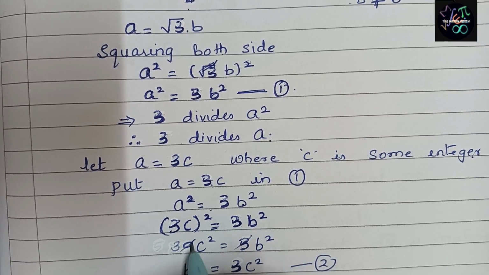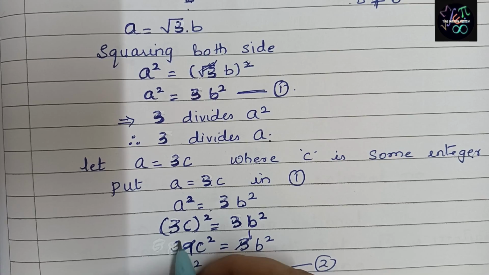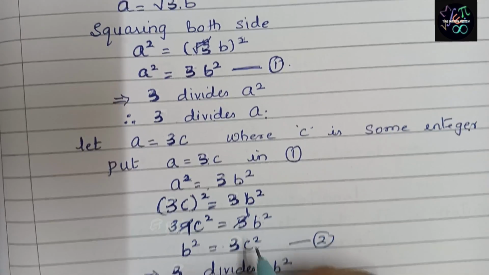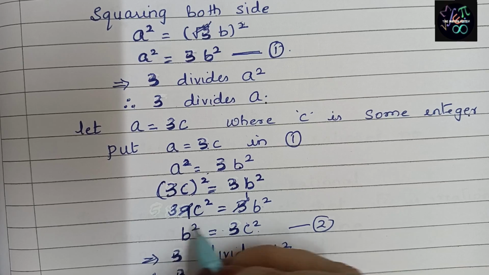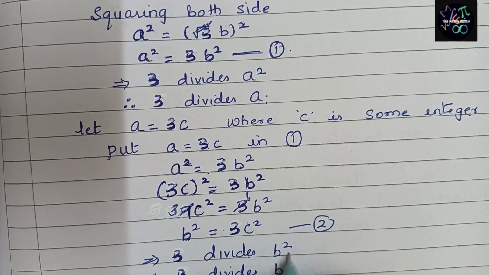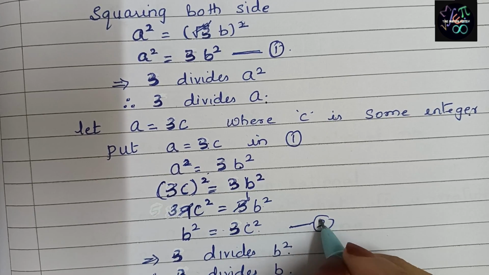3 square is nothing but 9, C square as it is. So 9C square is equal to 3B square. 3 ones are 3, 3 threes are 9. So B square is equal to 3C square. We can see if we bring 3 this side, 3 divides B square, so 3 divides B. This we have mentioned as equation 2.